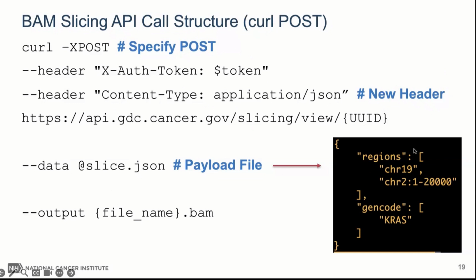And this is basically the same thing as what was shown in the git command, except that it is specified as a JSON file with the keys on the first level being the regions or the GenCode, and the values being a list of the regions or the GenCode symbols. So that payload file would be posted, and of course the output file is the same as before.